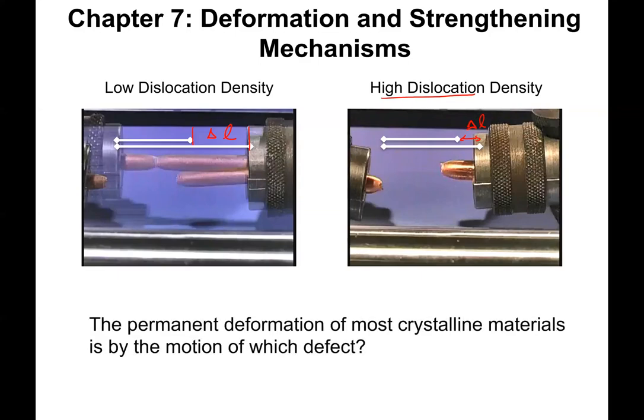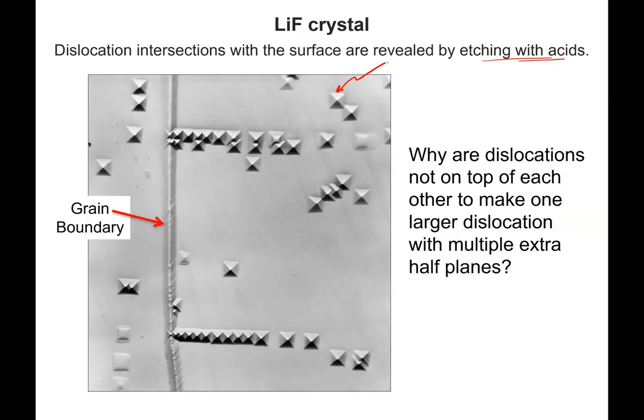So the permanent deformation of most crystalline materials is by the motion of which defect? The answer is dislocation, right? It could be a screw, edge, mixed dislocation. But the answer is just dislocation. All right, before we get started, let's go ahead and take a look at some observations.